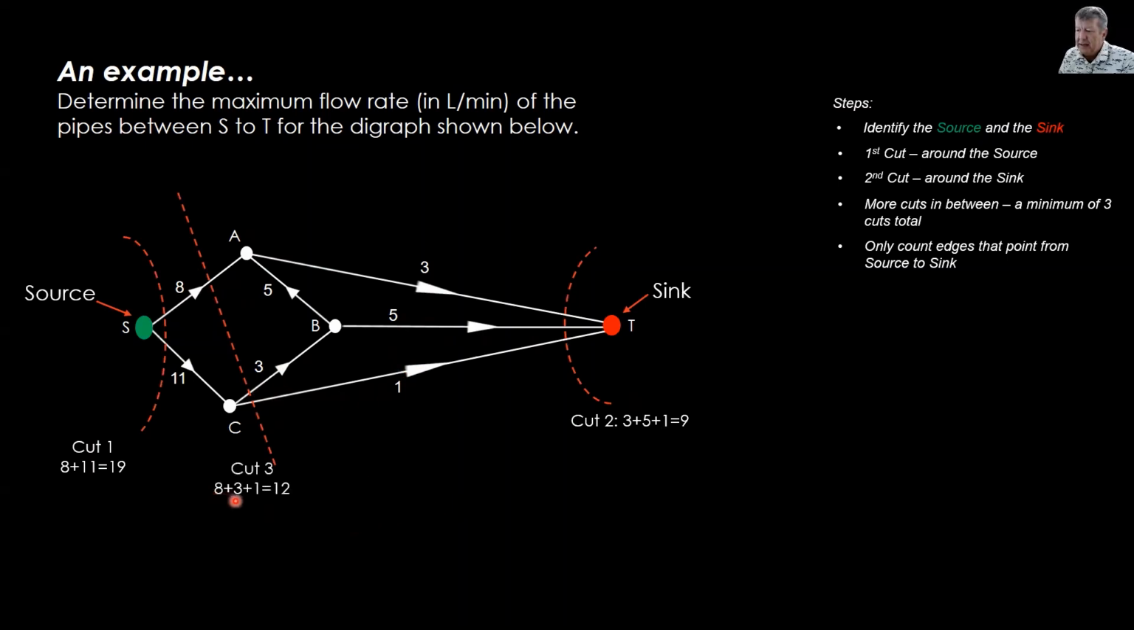We can see 8 plus 3 plus 1 is 12. Great. That's our second lowest. Cut 2. So we've only got a maximum of 9 so far we can get out. Less than 12, less than 19. It could be more. There's plenty of lines in there. Let's have a look. Where will we go now? Let's go through here.